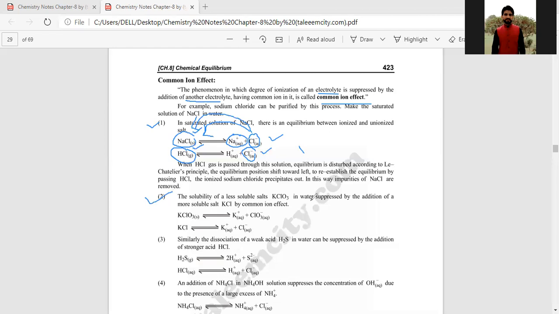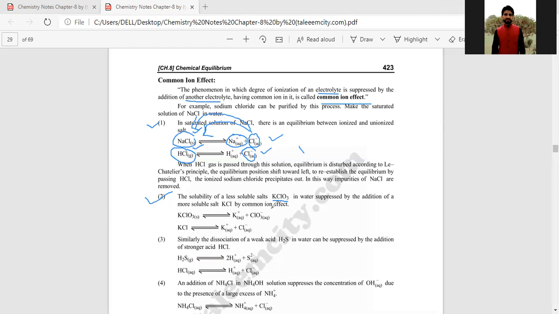The solubility of KClO3 salt is very low. We want to suppress that solubility. We don't want that KClO3 solubilized or dissociated or ionized. We just want to keep it in solid form. We don't want its solubilization. We don't want its dissociation. We don't want its ionization.